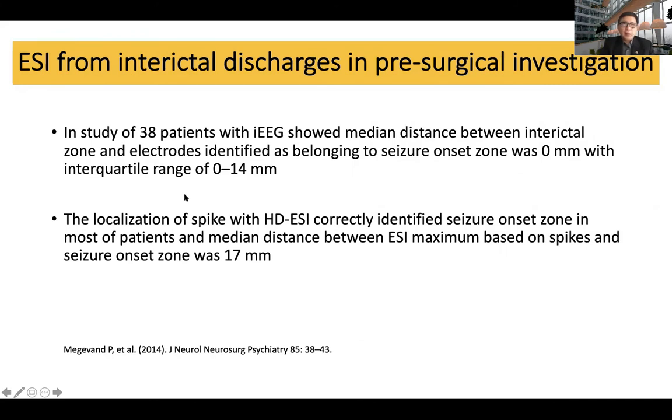In another study of ESI from interictal discharges, in 38 patients with intracranial EEG, the median distance between the interictal zone and the electrode identified as belonging to the seizure onset zone was only 0 millimeters, with an interquartile range of 0 to 14 millimeters. Also, localization of the spike with high density ESI correctly identified the seizure onset zone in most of the patients. The median distance between the ESI maximum based on spike and the seizure onset zone was only 17 millimeters.